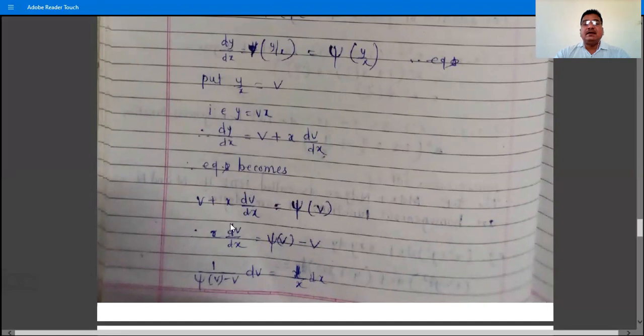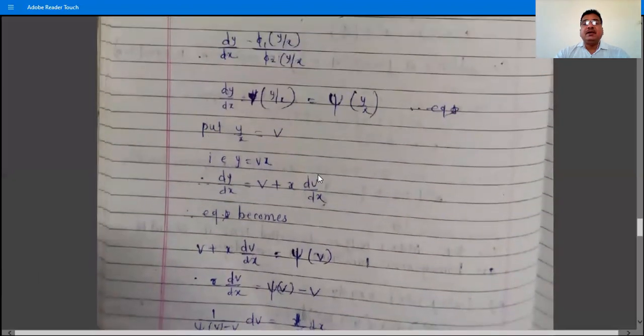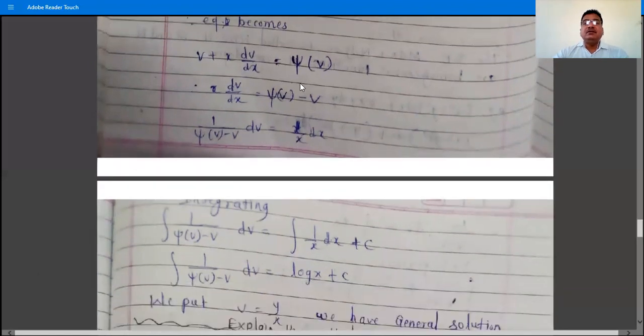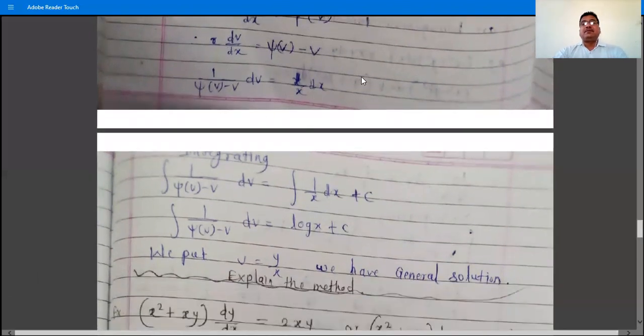So what we have: dy by dx is v plus x dv by dx is equal to psi of y by x, that means psi v. Then x dv by dx is equal to psi v minus v, shifting this v to the RHS. Then shift this psi v minus v to the LHS. We have 1 by (psi v minus v) dv is equal to 1 by x dx. Shift this x to the RHS, and this dx to the RHS also. So this x becomes divided by x and this is multiplied by dx. And so now it is in variable separable form.